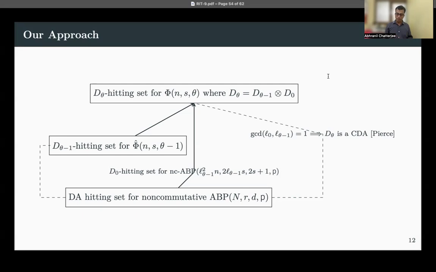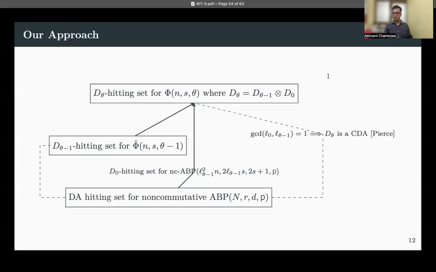When we want to construct a hitting set for invariant sizes theta inversion height rational formula phi, given a D theta minus 1 hitting set of phi hat n s theta minus 1, what do we do? We actually reduce this problem to division algebra construction of non-commutative ABPs, where the number of variables, the size of the width, the number of layers, everything gets increased depending on the index of that D theta minus 1, the size of the matrices in that hitting set in the division algebra D theta minus 1.